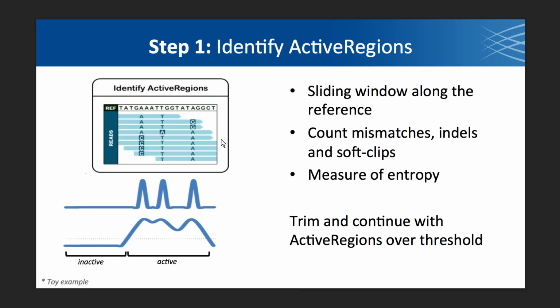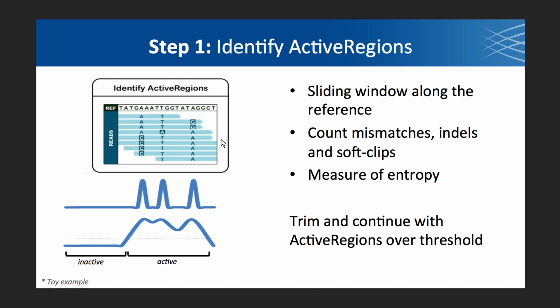So the first step is identifying active regions. Again, we don't want to invest a lot of compute in areas that just match the reference. And given that you see a SNP about every 1,000 bases in the human genome, there's going to be a lot of areas that are just reference that we can skip over. So what we do is we take a sliding window along the reference and we look at the reads corresponding to that window. We count up the mismatches, indels, soft clips, and just generally indications of variability within that window. And we use that as a measure of entropy.